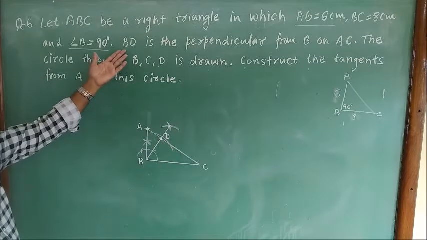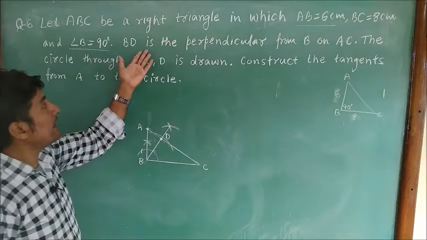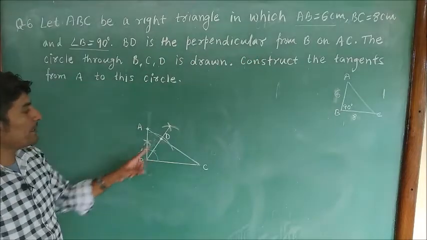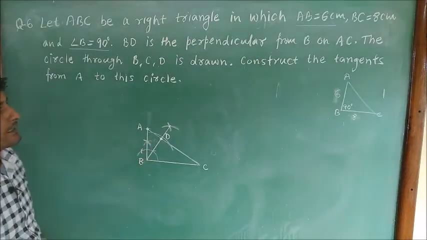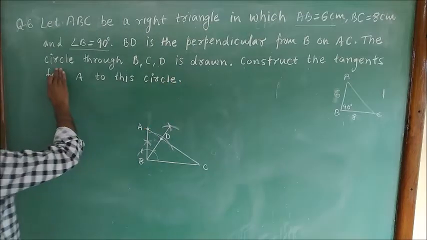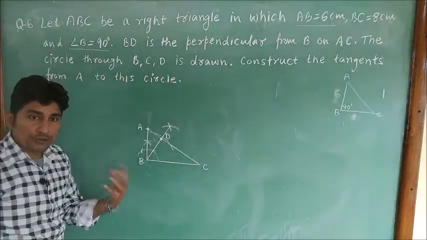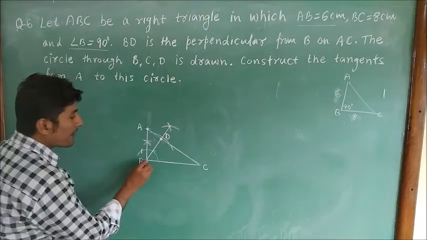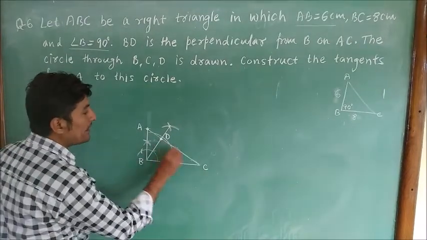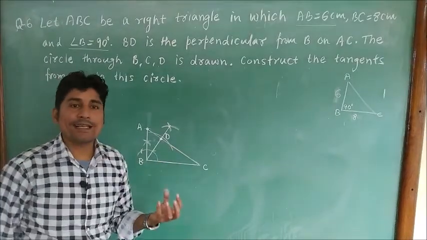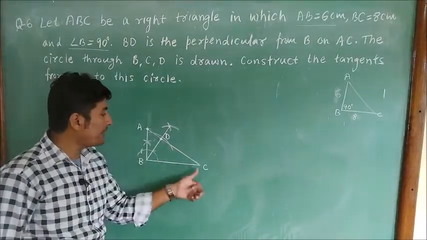So the next line of the question was BD is the perpendicular from B on AC. So BD is perpendicular on AC. Next line is the circle through BCD is drawn. We have to draw a circle which will pass through points B, C and D. So let us see how to construct a circle which will pass through points B, C and D.